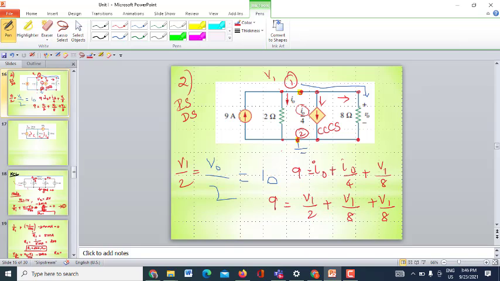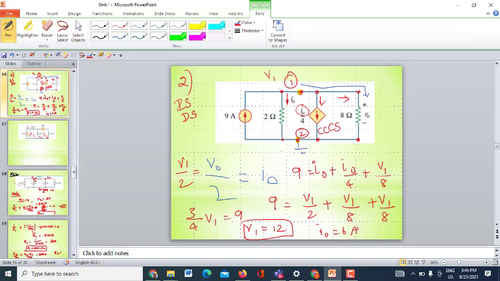When you look at this, 1 divided by 8 is 2 plus 1 by 2 is 0.5, which is equivalent to 3 by 4 of V1 is equal to 9. So what is the answer? It is 12. So you have V1 to be 12. If V1 is 12, I0 is 6 amperes.